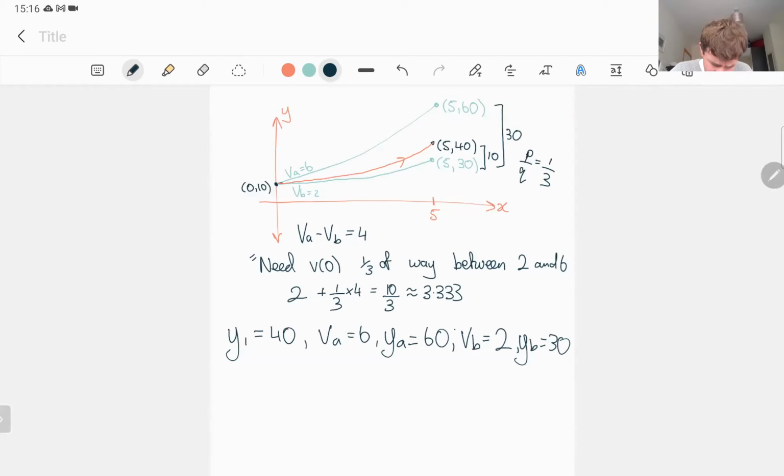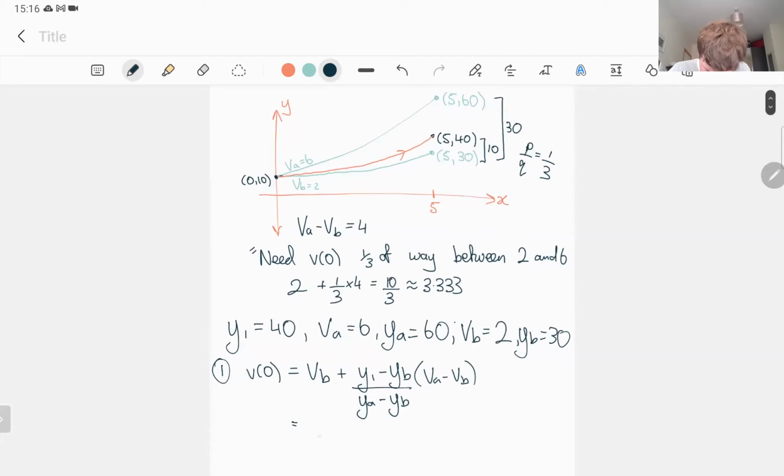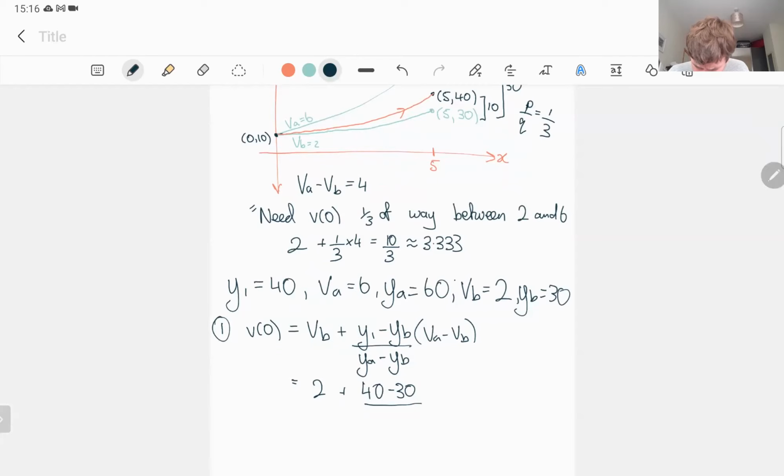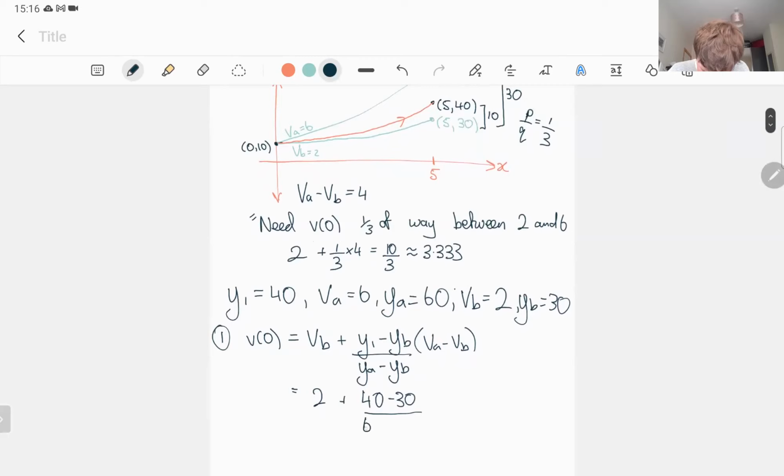So the first formula was V of 0 is equal to the lower slope plus Y1 minus YB over YA minus YB times VA minus VB, which would be the lower slope is 2. What we're trying to hit is 40. Take away the YB, which is the 30. That's the 10 out of 3. So YA is 60 minus 30. So that's the 10 out of 30. That's the one third, times the difference in the slopes, 6 minus 2. We will get 10 over 3. So the formula that I wrote down worked.